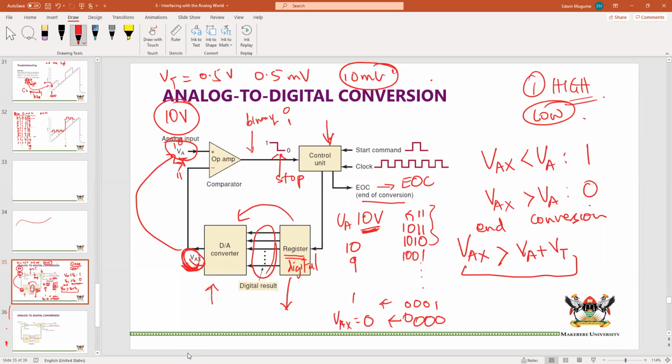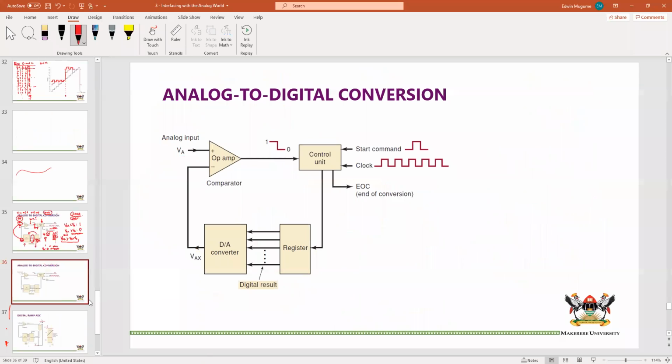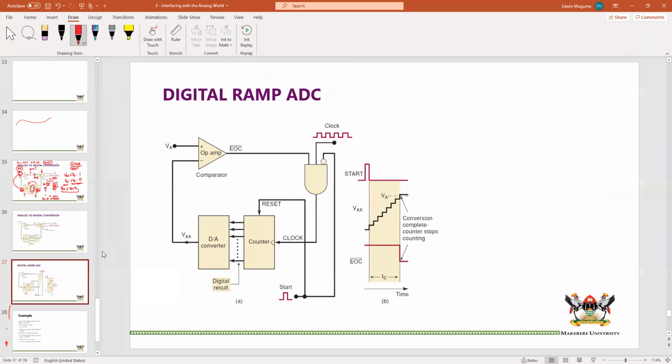So let us look at this example. This is an ADC that is called the digital ramp. A ramp is like a staircase, usually moving from one level to another, and that's what staircases do. So this is called a digital ramp analog to digital converter. Others call it counter type.